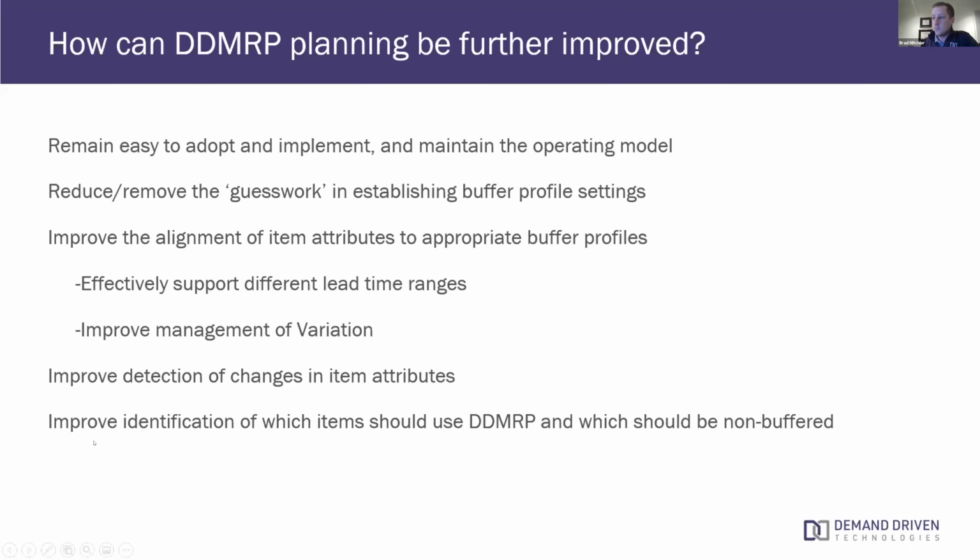And then, very clearly as well, this was also a question that was asked in the UCO presentation. How do we identify which items should be used for DDMRP versus those that should be non-buffered or used as a min-max or have a static reorder point? Okay.